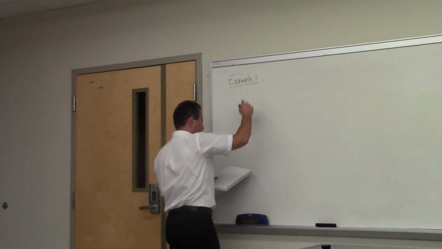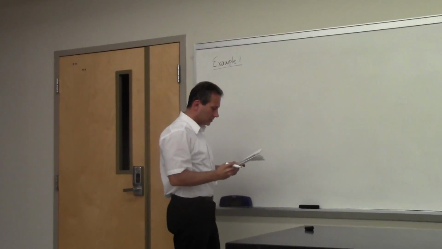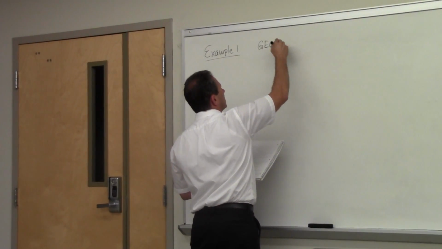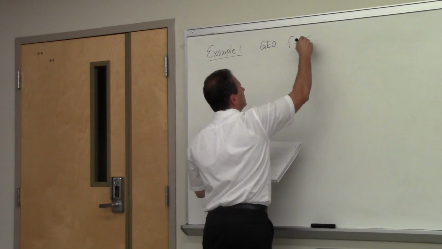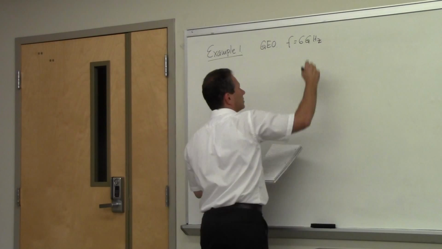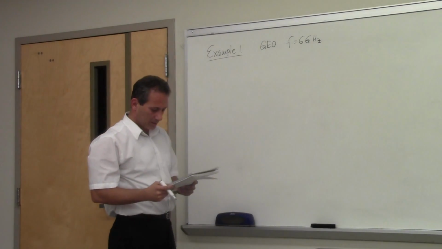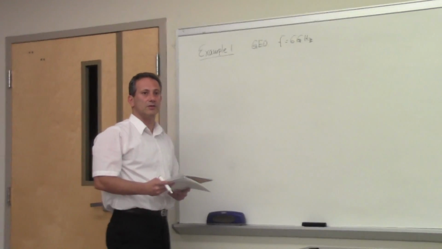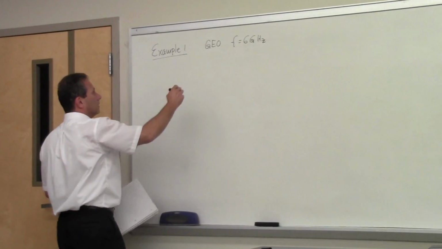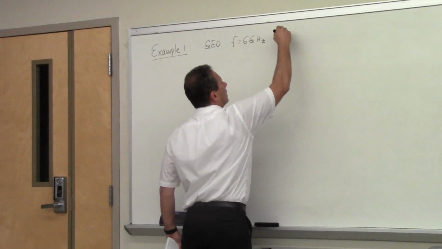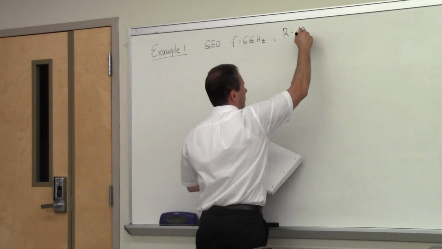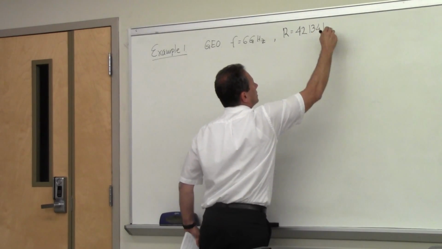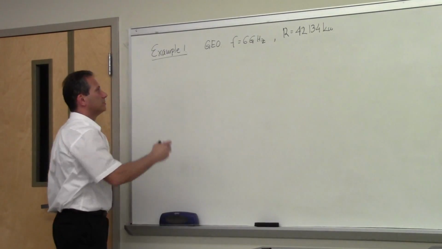It says, consider a geostationary satellite, and the operating frequency is 6 gigahertz, right? So it's a C-band satellite. Determine how large the free space path loss is in this case. The satellite is at a distance, R is what we use, 42,134 kilometers. So that's the distance, and it says calculate the free space path loss.